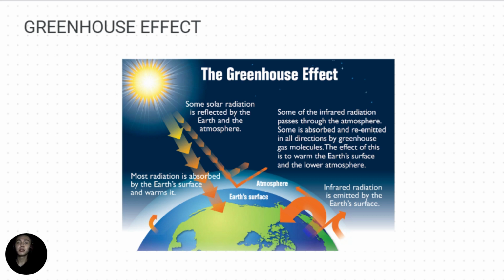And we have greenhouse effect. Greenhouse effect is the way in which heat is trapped close to Earth's surface by greenhouse gases. These heat-trapping gases can be thought of as a blanket wrapped around Earth, keeping the planet warmer than it would be without them.